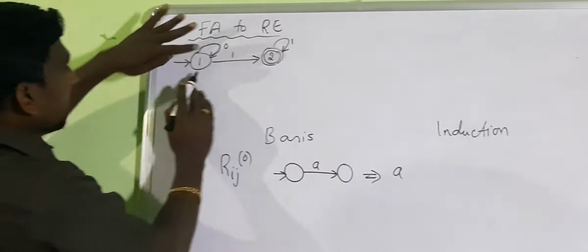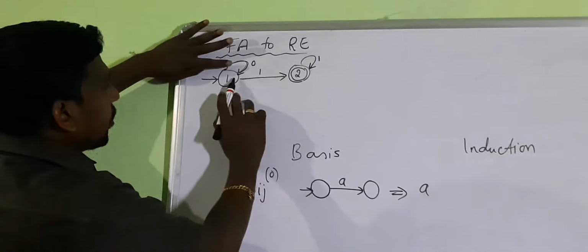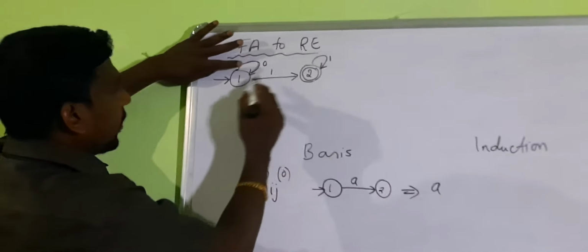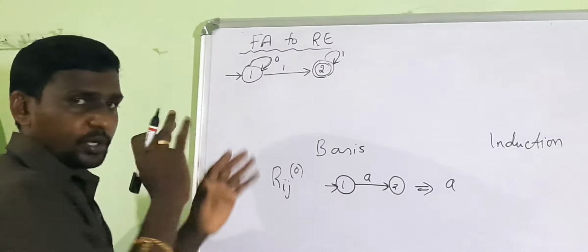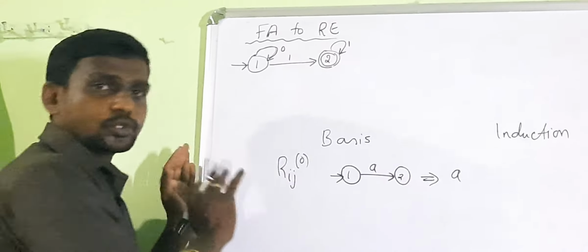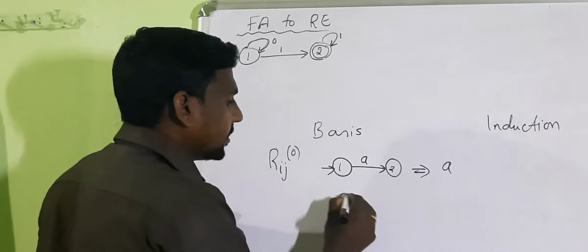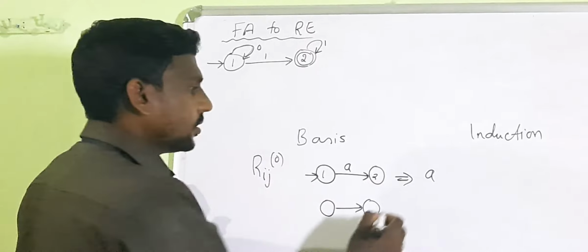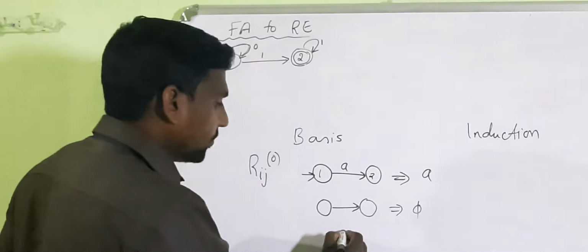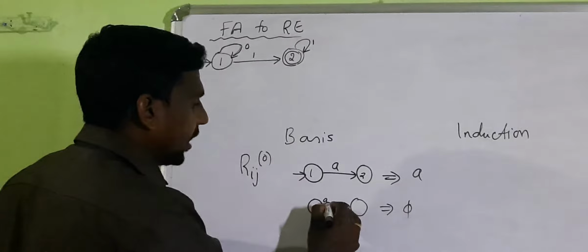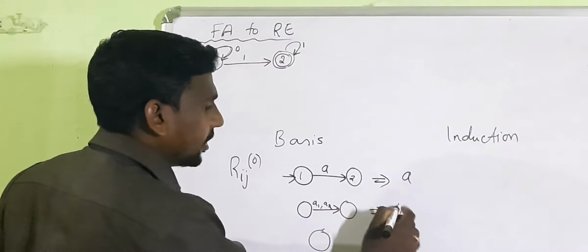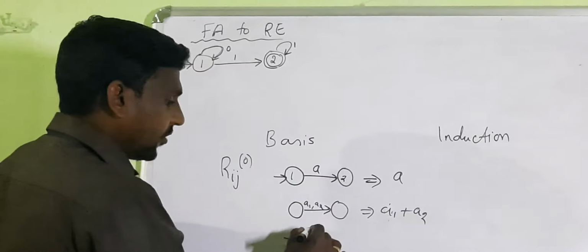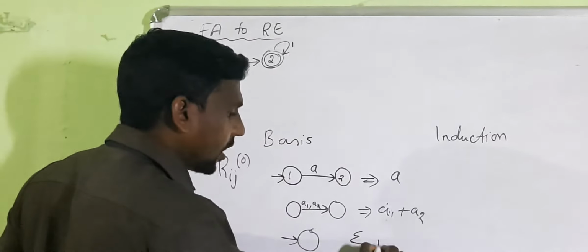For example, if it is R_12 power 0, the automata is like this: 1 to 2 on A, and instead of A I have 1, so the answer is 1. Like this we have to correlate with these two. Suppose the automata is like this, that doesn't read any input, then that is phi, that we know. Similarly, if the automata has transitions A1 and A2, then it is A1 plus A2.